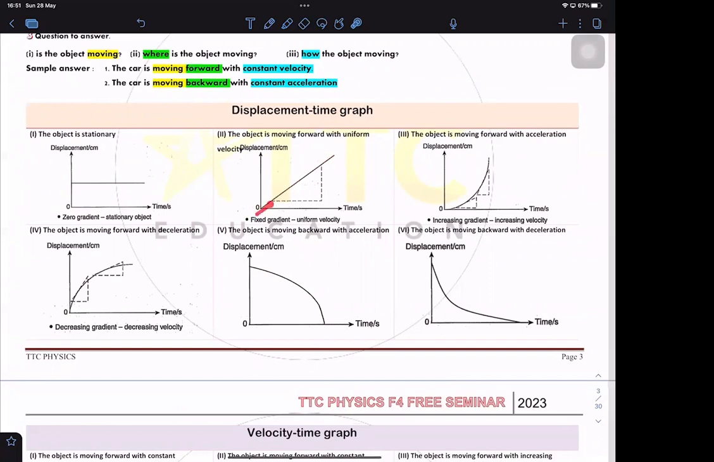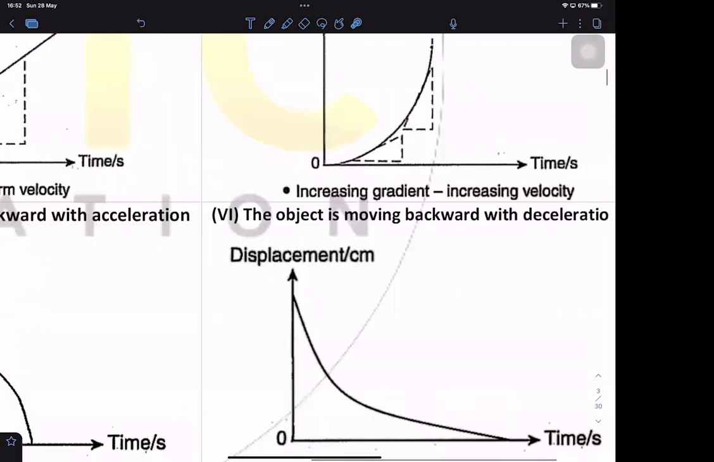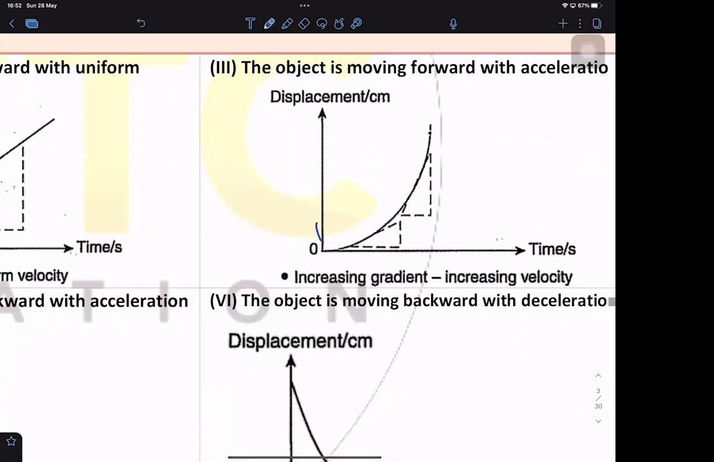So if your gradient is fixed, that means your velocity is fixed. Then what about all this curved graph? For the curved graph, you need to see what's happening to the gradient. Is it getting steeper and steeper? Is it getting flatter and flatter? To answer that, you just sit on the roller coaster and then you start to go.